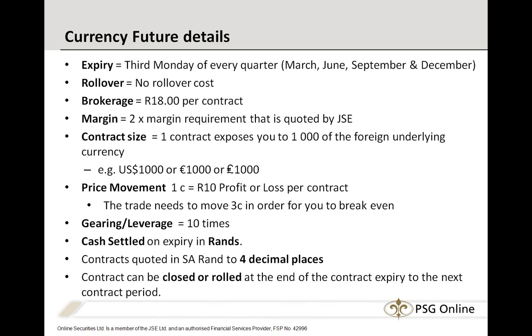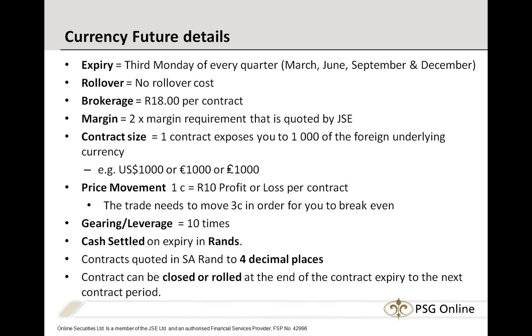Currency futures are very, very cheap. It costs you 18 Rand per contract to open up the one leg, and obviously 18 Rand to close the other side of the leg. Margin, as I say, it's a leveraged product, so you put down an initial margin, an initial deposit, but it works out at what we call 2 times the JSE requirement. We'll break that down a bit further just now. We talk about initial margin, a variation margin, and a margin for the daily movement.